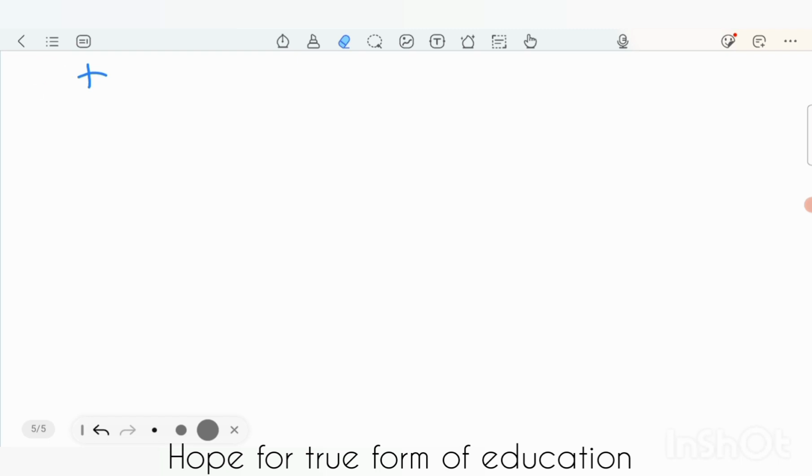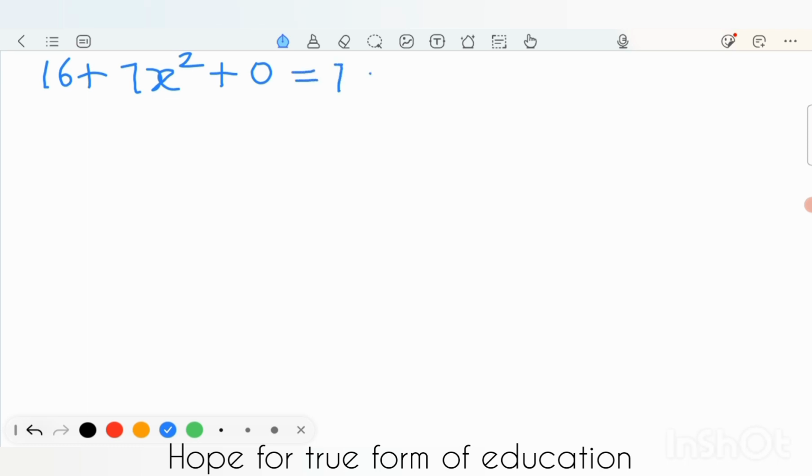Okay. So next question. So the next question will be 16 plus 7x square plus 0 is equal to 79. So here, what type of question is this? How to factorize this? Don't get so worried or tensed and get demotivated and leave this video, and don't do that kind of things. So here, this is a kind of indirect question. So however the question may be, the first target is to bring the question into the general form of quadratic equation.